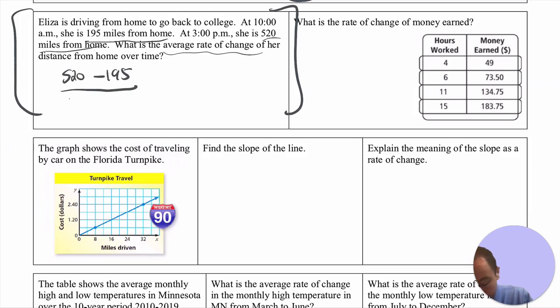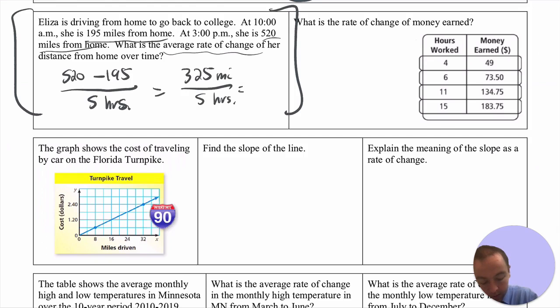But then also, this was at 3 p.m. and this was at 10 a.m., but we don't want to use 3 and 10 because with times, it's not going to work out so well. So really, you're just going to have to find the change to go from 10 a.m. to 3 p.m., and that turns out to be a change of 5 hours of time. So what we end up getting is 325 miles of change over 5 hours of time.